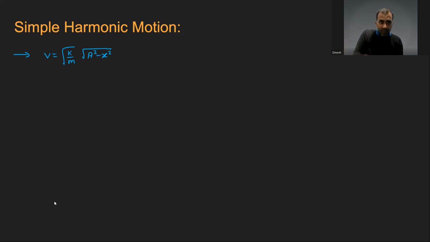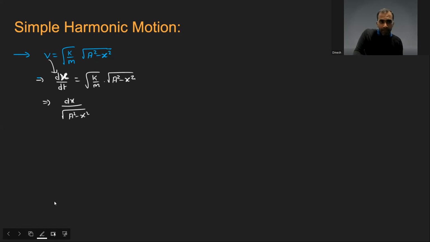Right. Now let's go further and get the relation between displacement and time. So v, I'm writing it as dx by dt. Velocity is the differentiation of displacement. Displacement, we are using the letter x here. V, I'm writing it as dx by dt, which is root of k by m into root of a square minus x square. So now let me rearrange: dx divided by root of a square minus x square, bringing this onto one side, equals root of k by m into dt.